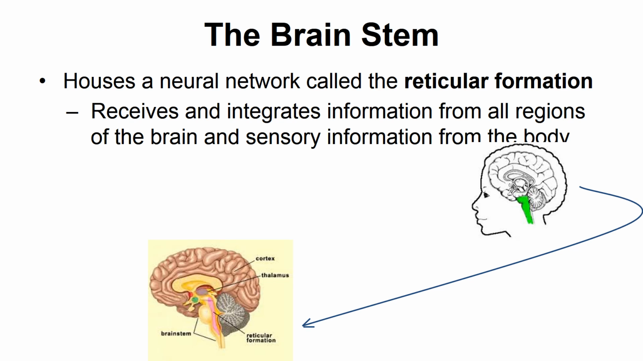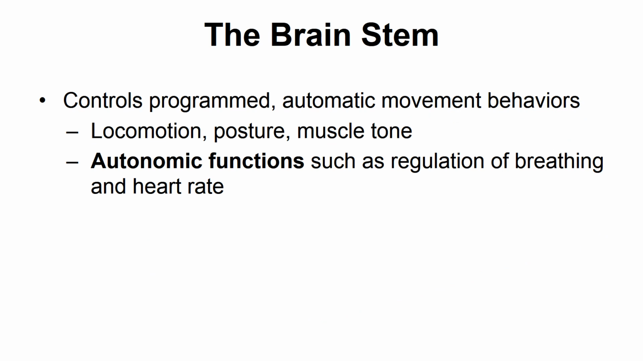In addition to housing the midbrain, pons, and medulla, the brainstem also houses a neural network called the reticular formation. It's at this point where the brain is able to receive and integrate information from all regions of the brain and sensory information from the body. As we previously saw in the video, the brainstem is responsible for most of the autonomic functioning, such as the regulation of breathing and heart rate. It also assists in behaviors such as locomotion, posture, and muscle tone.